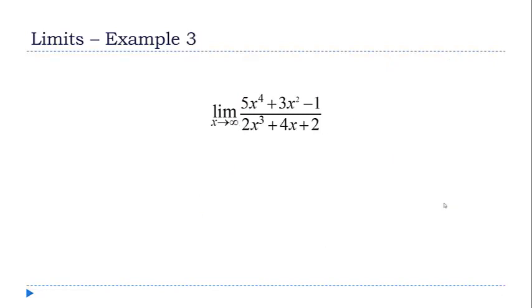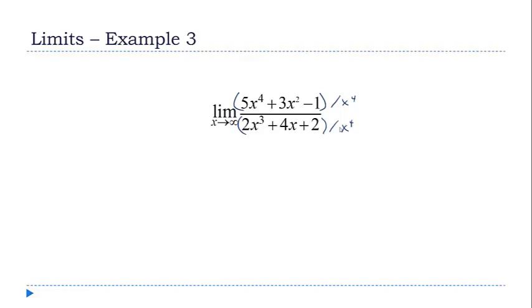Look at this thing. And I'm going to use the same technique. I'm going to divide the top and bottom by x to the 4th. That's the biggest exponent. And I'm going to do the same thing to the top and the bottom. Don't try to do the top by x to the 4th and the bottom by x to the 3rd. Remember, I can do whatever I want to this fraction as long as I do the same thing.